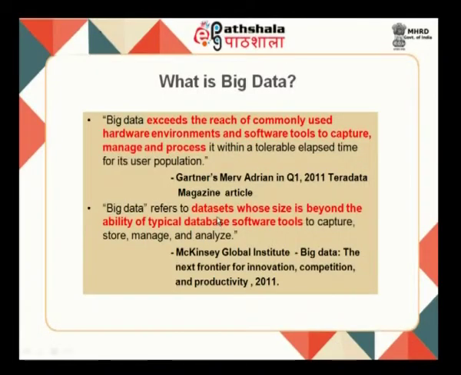The second definition is big data refers to data sets whose size is beyond the ability of typical database software tools for the purpose of capturing, for the purpose of storing, managing and analyzing, and this is a definition which is published in McKinsey Global Institute Big Data article in 2011. So, these two definitions actually highlight the fact that traditional hardware and software environment are not capable enough in terms of handling a voluminous data. So, that is what big data is trying to highlight.